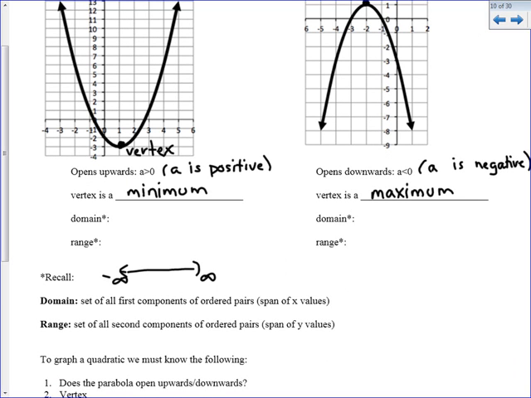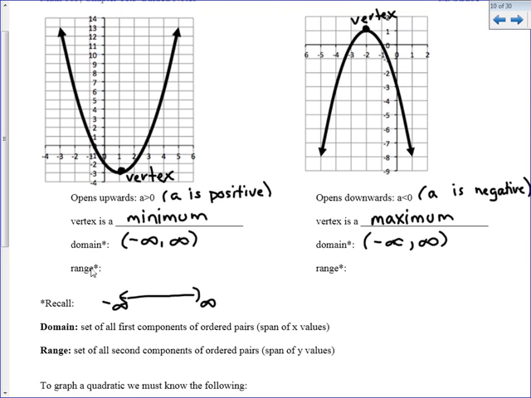Nice thing about quadratics, every quadratic has a domain, negative infinity to positive infinity, because there aren't any trouble areas. I can choose any value for x and plug it in and I'll get back a number. So for any of our quadratics, the domain is the same. The x values could be anything. There's no trouble areas. Now, what changes on every one of these is the range.